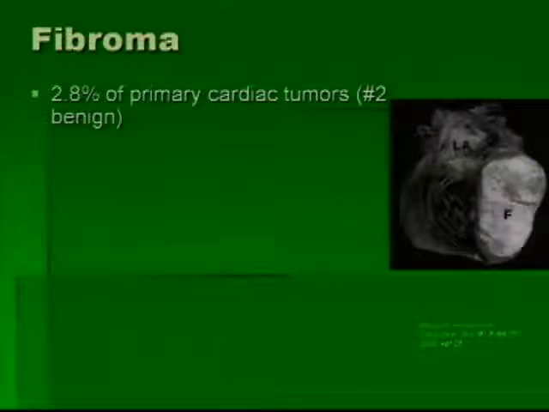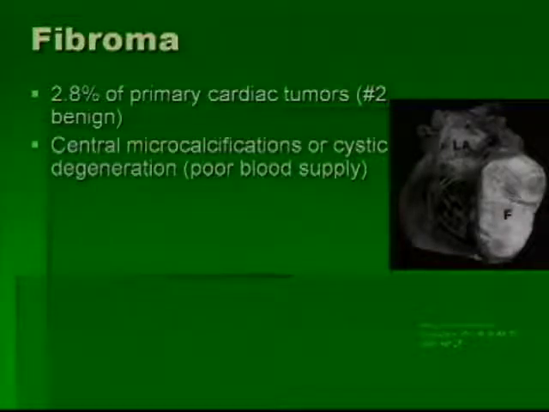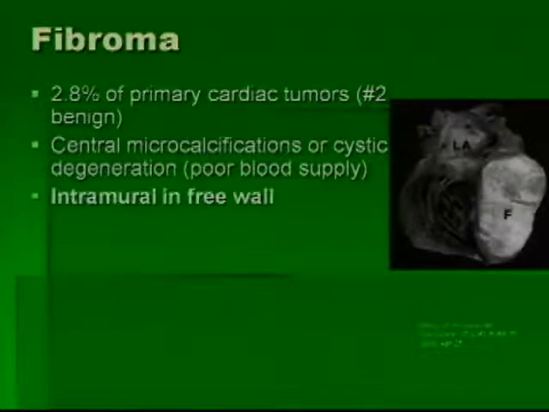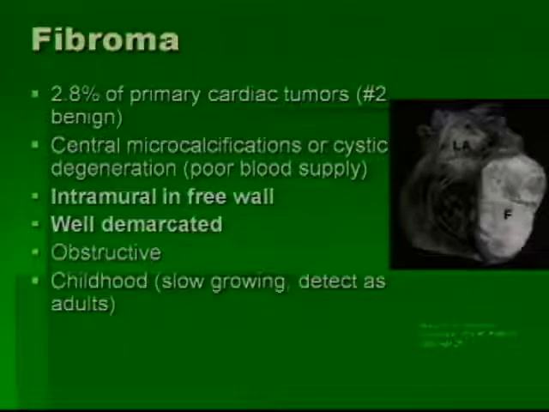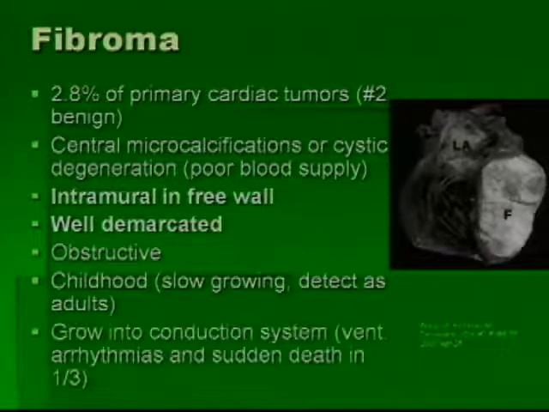2.8% of primary cardiac tumors are fibromas. This makes it the number 2 benign cardiac tumor. Central microcalcifications or cystic degeneration can arise because these things grow and outstrip their blood supply. They can occur in the intramural free wall. They can be well demarcated. They can be obstructive, not surprising, and they tend to happen in childhood, but they're very slow growing, so they're often detected as adults, in adulthood, excuse me.